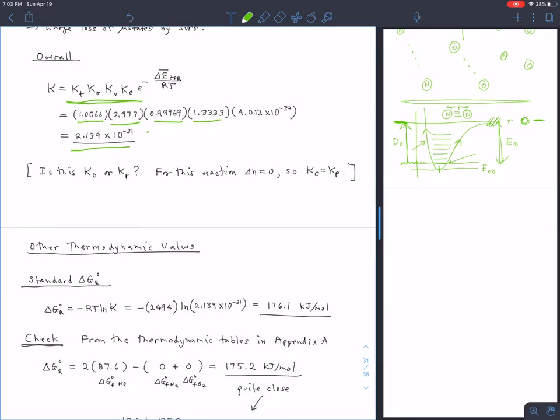Is that quantity correct? Can we compare it to anything? Well, in fact, in this case, we can. We could calculate K from the tables in Appendix A, and in fact, I did that earlier. I didn't write it down here because there's a better thing to do. And you get something like about 3 times 10 to the minus 31.